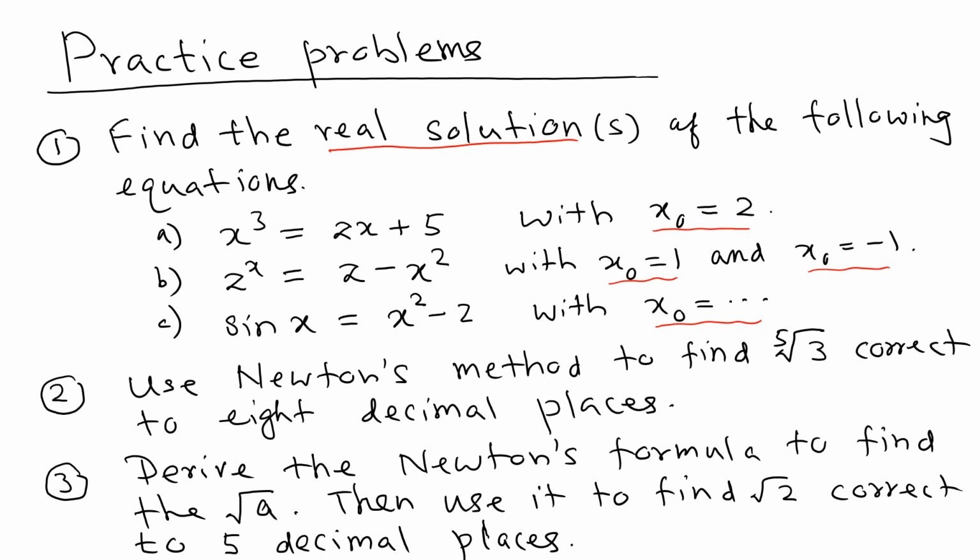And the next one is use Newton's method to find the 5th root of 3. So this problem is very similar to the second problem that we did. Correct to 8 decimal places. Again, to 8 decimal places. So you can see it's going to converge really fast.